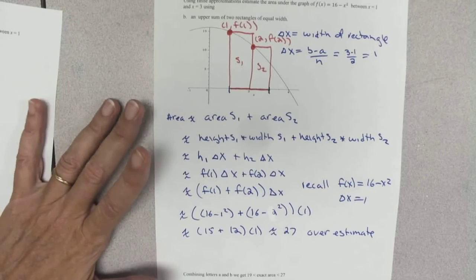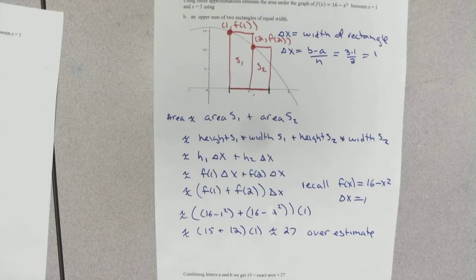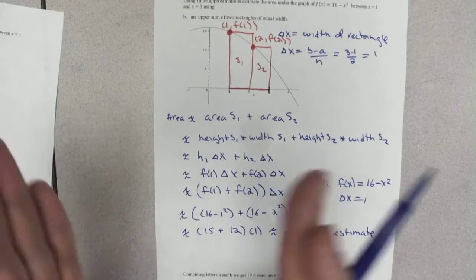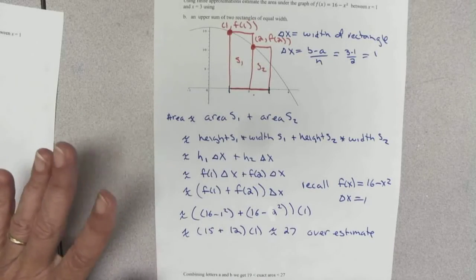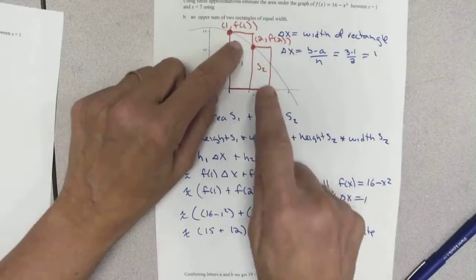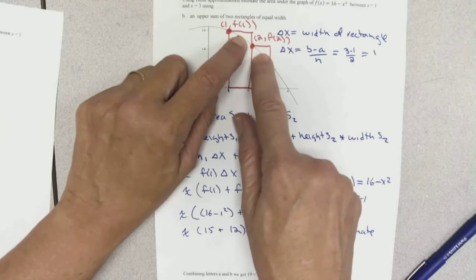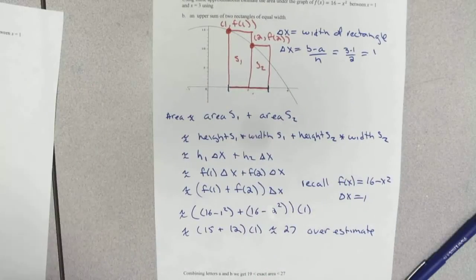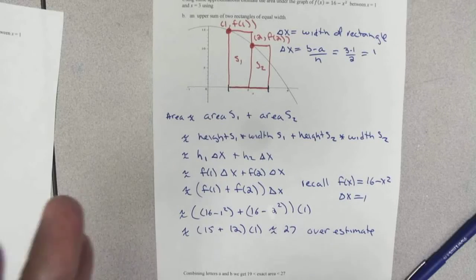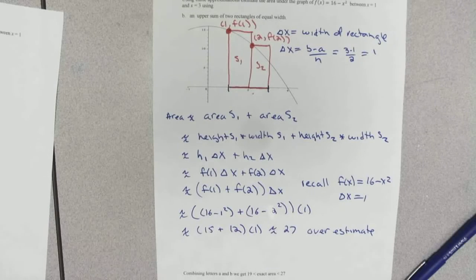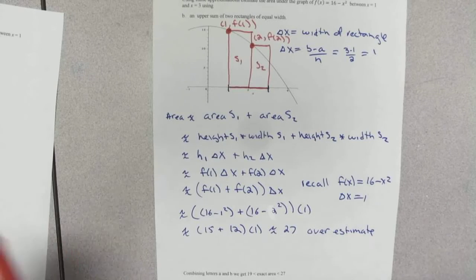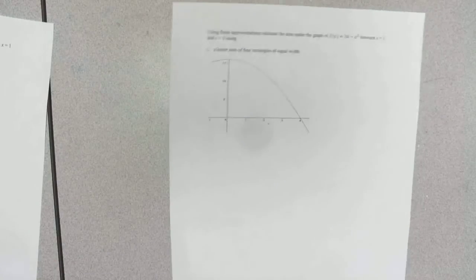So if we're going to stick with rectangles, the way we could get a better estimate is to use more rectangles. Because if I use more rectangles, this spot right here where it was a little bit too big, those over and under areas, they get smaller, and so we get a better estimate. So the more rectangles we use, the better estimate we get. So that's what we're going to see in the next problem.